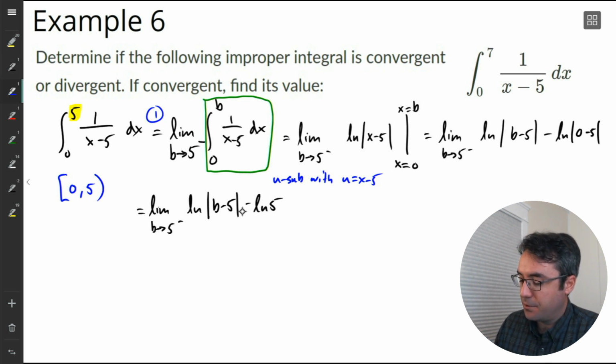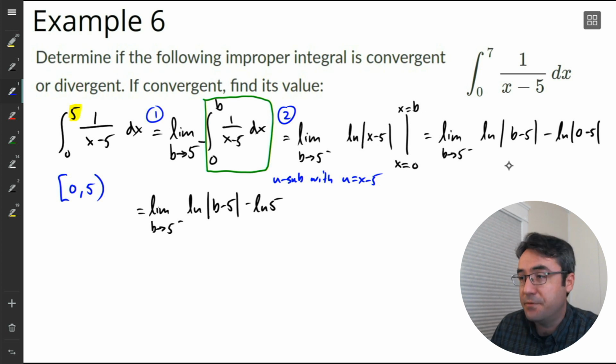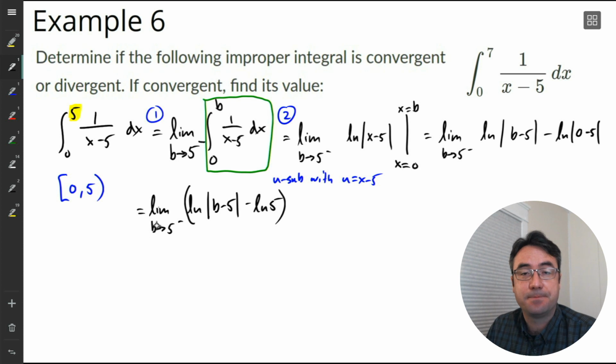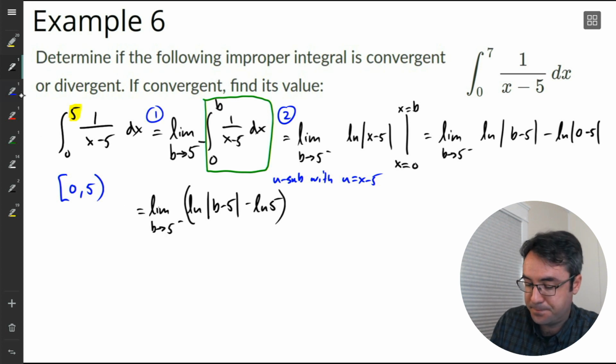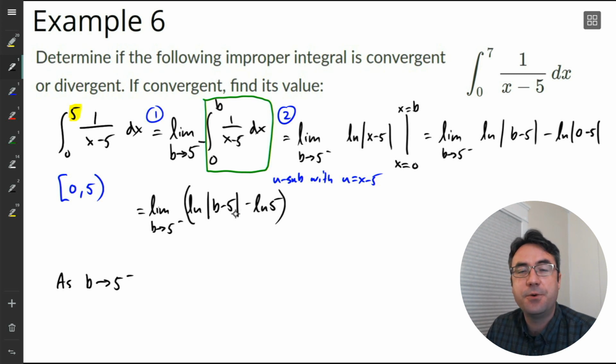So all of this work so far was just calculating that definite integral. So finding the antiderivative, evaluating the antiderivative, simplifying, and now we've gotten it to a point where we're ready to actually compute this limit. And so we're computing this limit as b approaches 5 from the left. So let's think about it. As b approaches 5 from the left, what's happening to the absolute value of b minus 5?